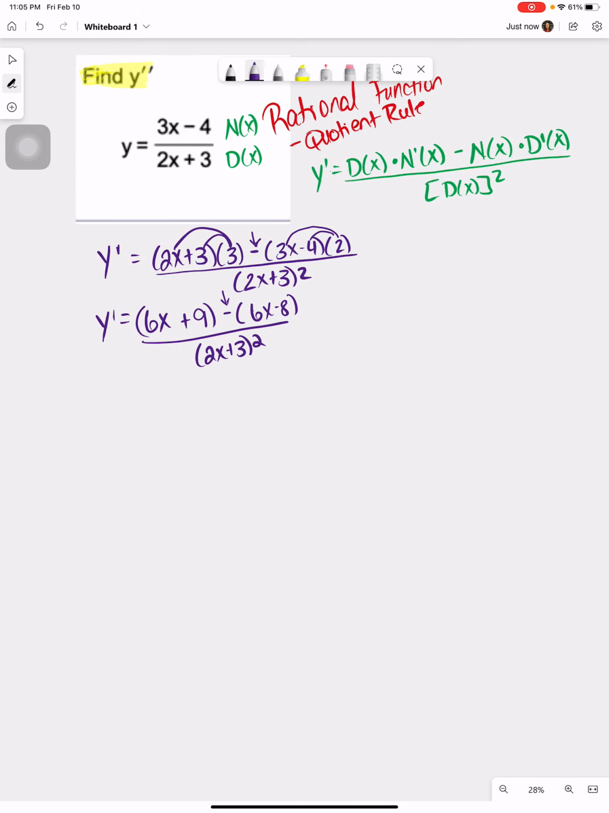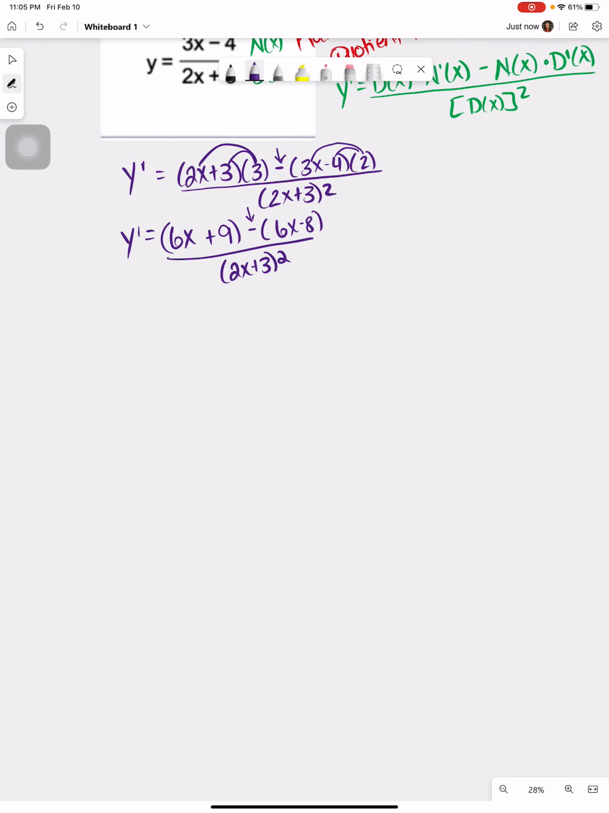Now from there, I can combine like terms, and what I notice right away is I have 6x and 6x. Those cancel one another out, and then I have 9 minus a negative 8, which is the same thing as 9 plus 8, which gives me 17. So I have y double prime is equal to 17 over 2x plus 3 all squared. Oh no, I apologize. I don't know why I did that. I'm jumping. It's y prime is equal to 17 divided by 2x plus 3 all squared.